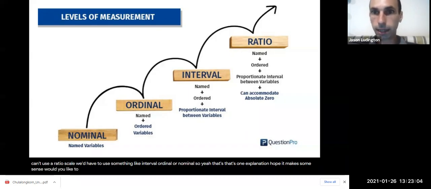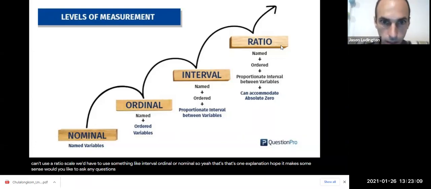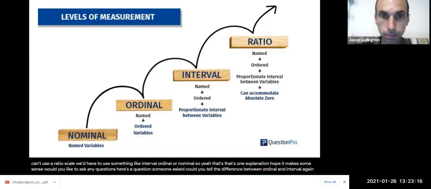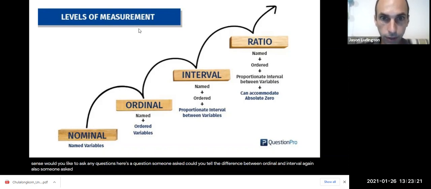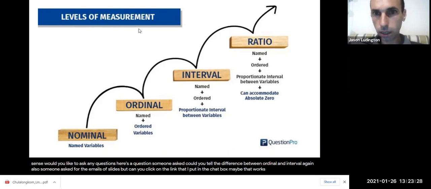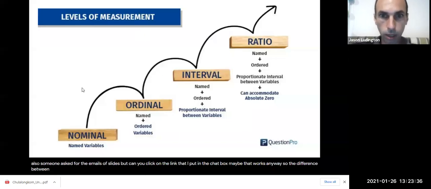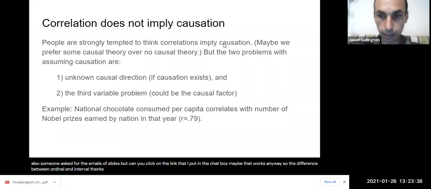Would you like to ask any questions? Oh, okay, here's a question. Someone asked, could you tell the difference between ordinal and interval again? Also, someone asked for the emails of slides, but can you click on the link that I put in the chat box? Maybe that works. Anyway, so the difference between ordinal and interval. Thanks for asking.